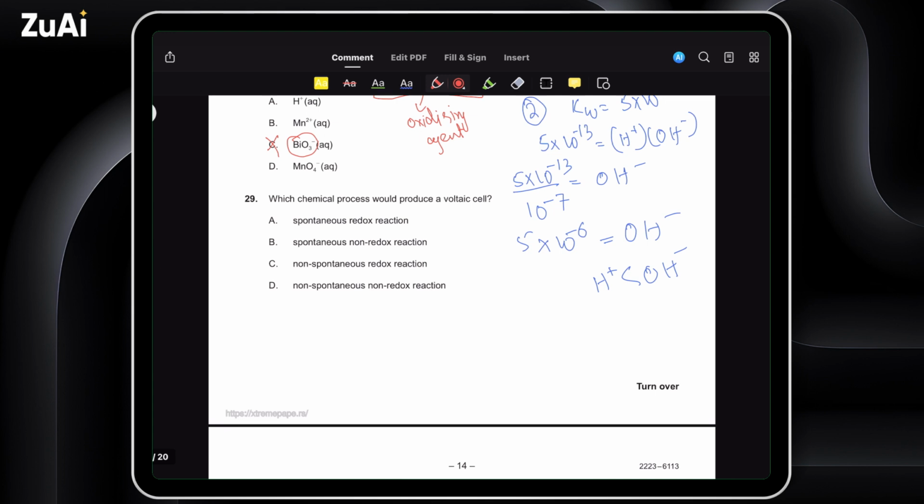Which chemical process involved would produce a voltaic cell? That's so easy. Spontaneous redox reaction, because it produces electricity. It produces a spontaneous redox reaction. It produces E cell positive.